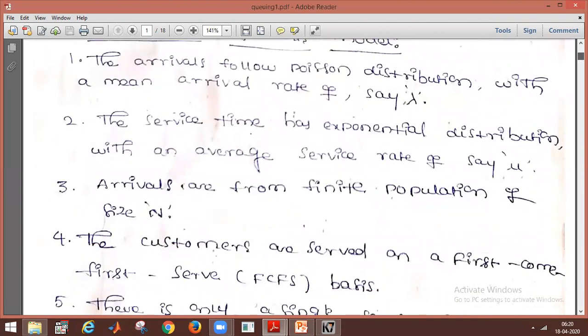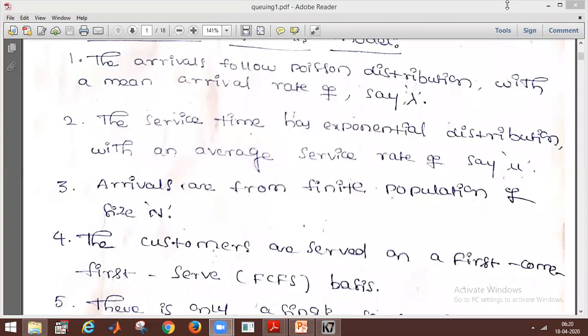These are the same assumptions as the first model. Only one thing will be changed: the arrivals are from a finite population, so we denote it by capital N. The remaining assumptions are the same. In the first model, it is the infinite population; in this model, it is the finite population. The remaining characteristics are the same.